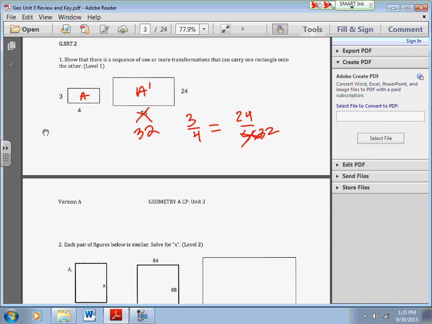When you check that, 3 over 4 is 0.75, right? And 24 over 32 is 0.75. Those are similar figures, right? Now, I want to ask you something. I forgot to tell you which one was the original and which one is the new. Can you tell which one is the original now that I put it in there? A.